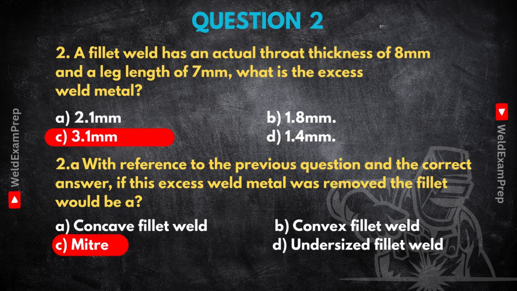Makes sense. A concave fillet, conversely, looks caved in, usually due to not enough filler metal. And an undersized fillet just doesn't meet the required dimensions. Removing excess from an overfilled weld wouldn't result in either of those, assuming the leg lengths themselves are correct. This really hammers home the importance of precise terms and, importantly, visual understanding in weld inspection. Absolutely. You're not just looking at a number on a gauge, you're interpreting that number to understand the physical shape, the quality of that weld. Being able to visualize the geometry in your mind's eye.